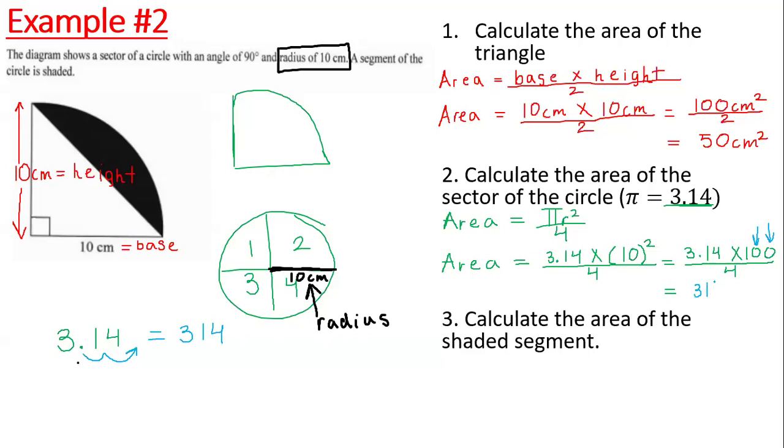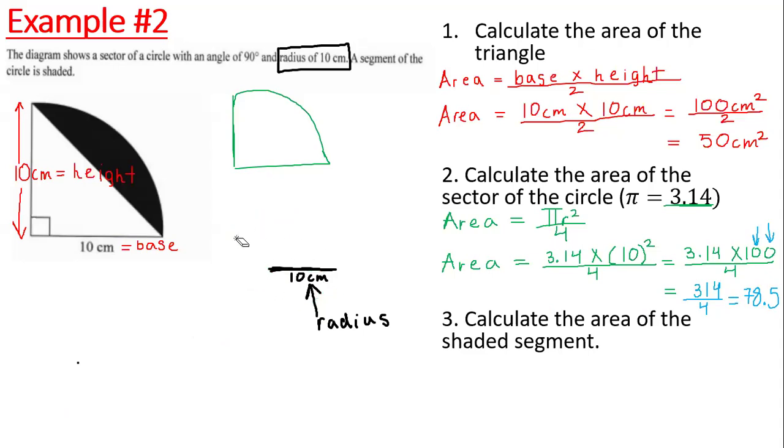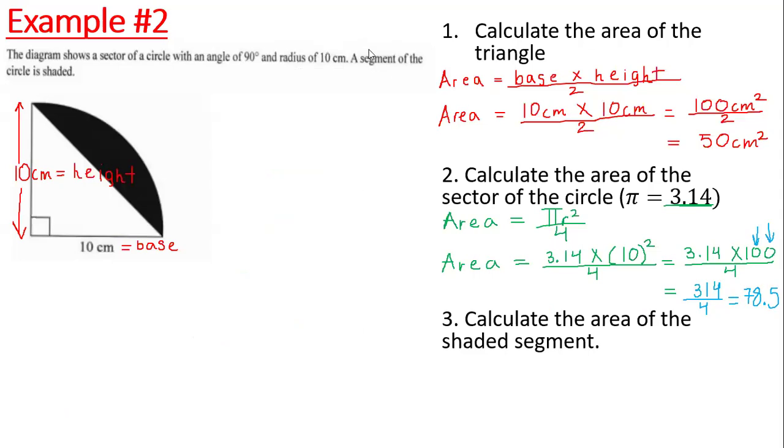So it's going to be 314 divided by 4. That's going to give us 78.5 centimeters squared. I do not have space to put centimeters squared, but just know that it's centimeters squared. How do we get that? We just divide it, just regular division. So let me go ahead and do the division.